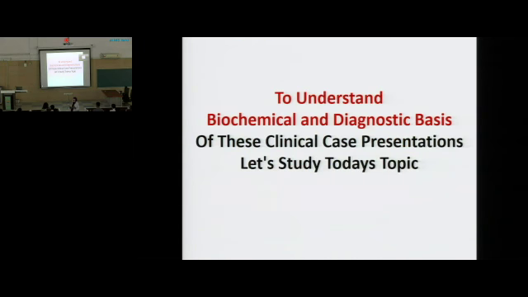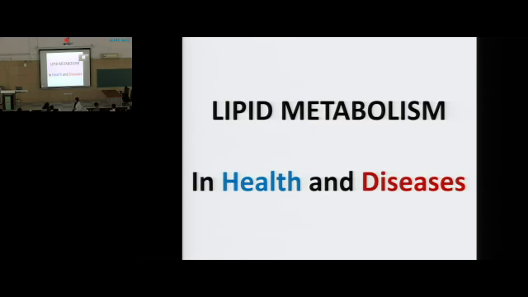So understand the biochemical basis and diagnostic criteria for all these clinical cases you have just read and gone through. We have to understand the topic, and the topic for today is lipid metabolism, understanding it in health and disease. What is lipid metabolism in a healthy individual, and if it is dysregulated, disorganized, imbalanced, uncontrolled, it leads to disorders of lipid. So this is the topic.